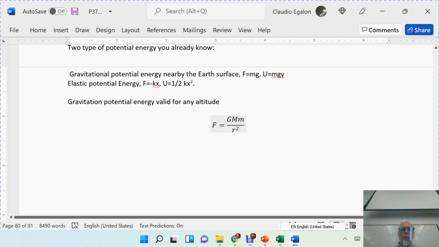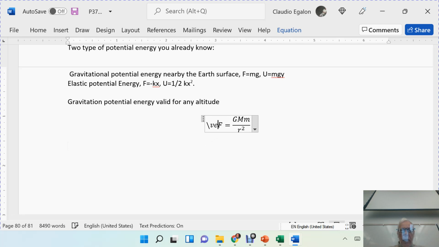So if you put it in vectorial format, you get it like that, vectorial format, because it's an attractive force, we must have a negative sign here. And let's not forget to put the hat.